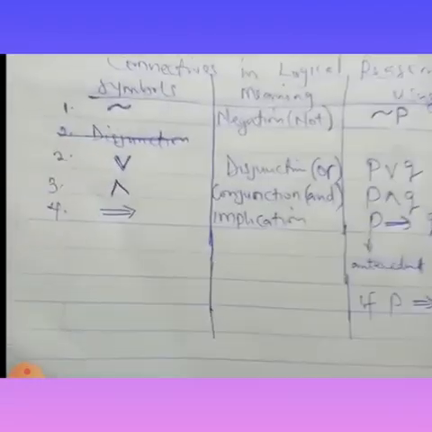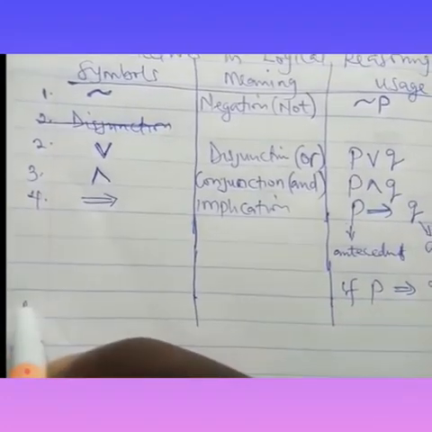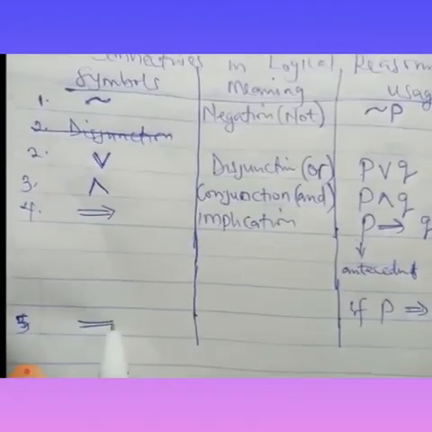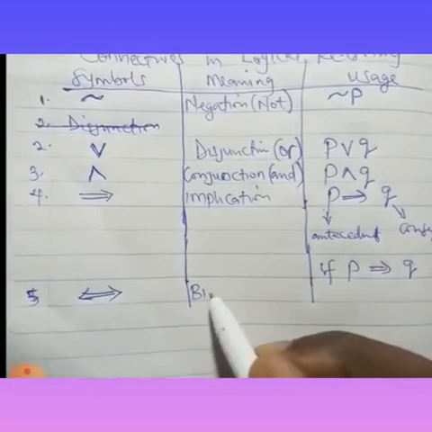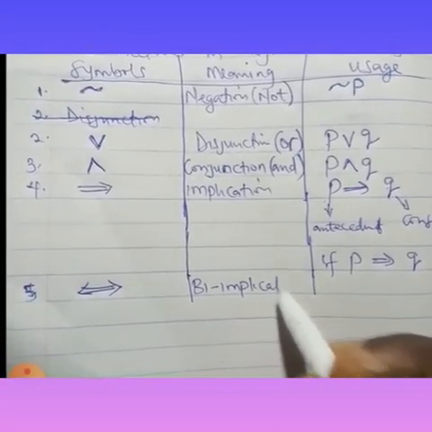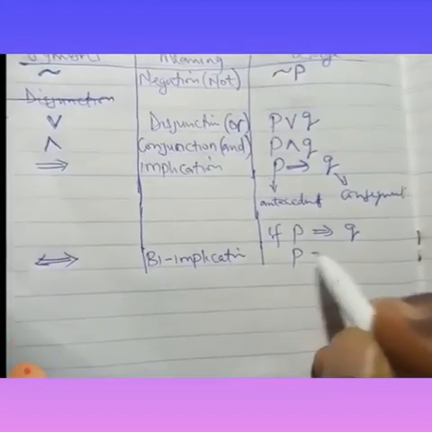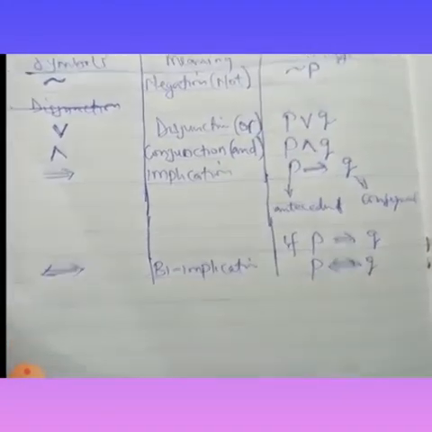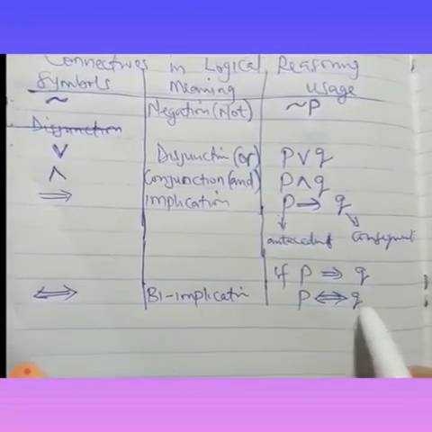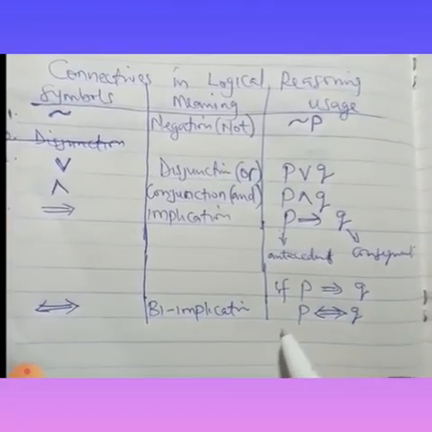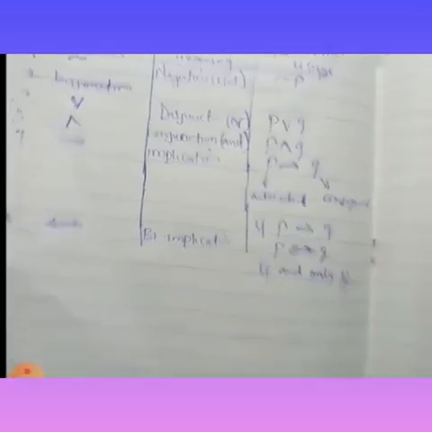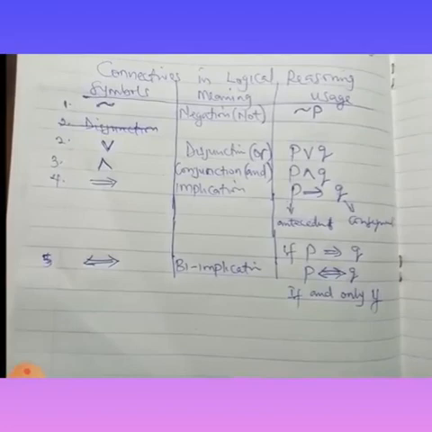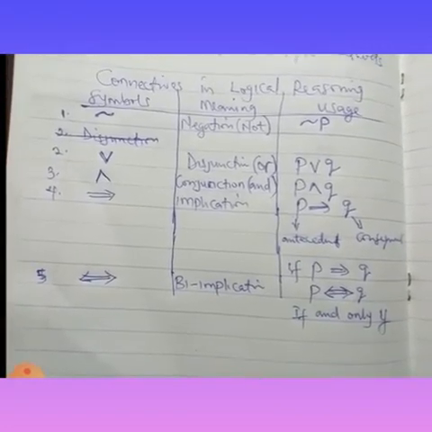Now, the last but not the least that we'll be looking at is biimplication. So we can say biconditional or biimplication. This is P implies Q and Q implies P. It means P implies Q and Q implies P. We can equally write it as if and only if. That's biconditional connective, biimplication, if and only if.